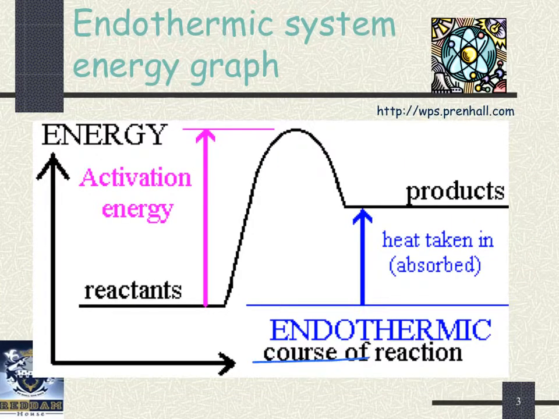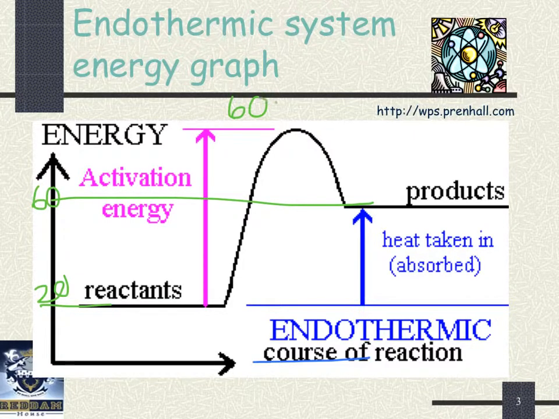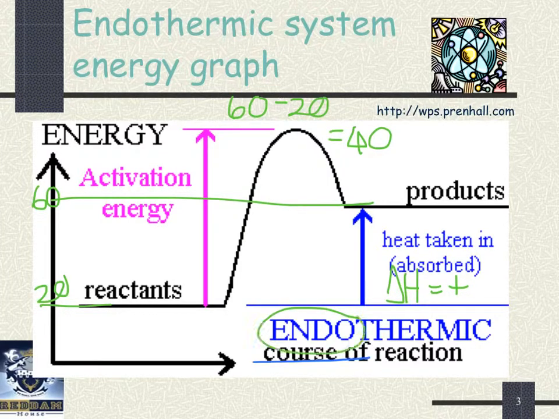Here's my course of the reaction, and the reactants are here, and the products are up there. So let's just for a second say the reactants have got a value of 20. The products, let's say, have got a value of 60. The energy of the products minus the energy of the reactants gives me positive 40. So the delta H value is a positive number when I have an endothermic reaction.